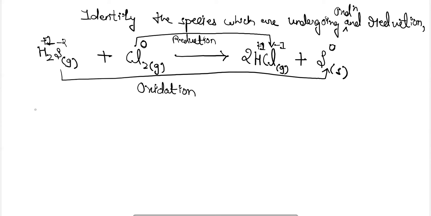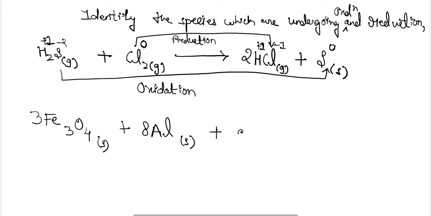Similarly, for the next reaction, let's find out which of the substances is oxidizing and which is reducing here. So 3FeSO4 is reacting with 8 aluminium atoms to form ferrous and 4Al2O3. Okay, so here let's find out the oxidation states. For oxygen it will be -2, for sulfur it will be +2.